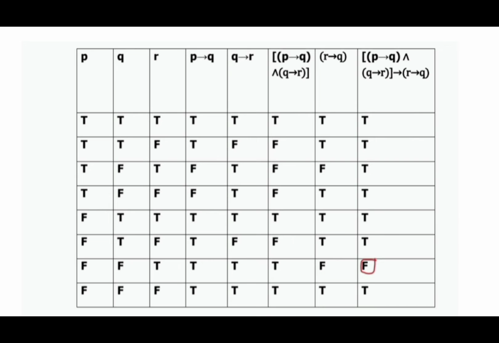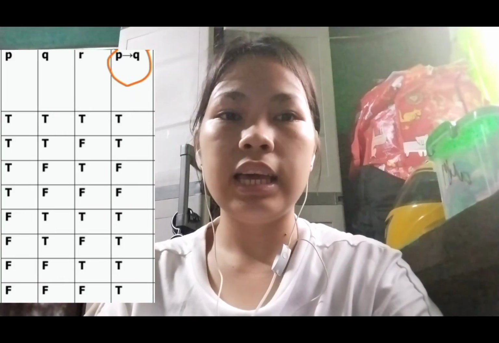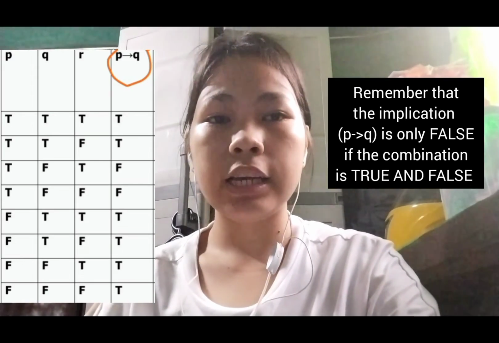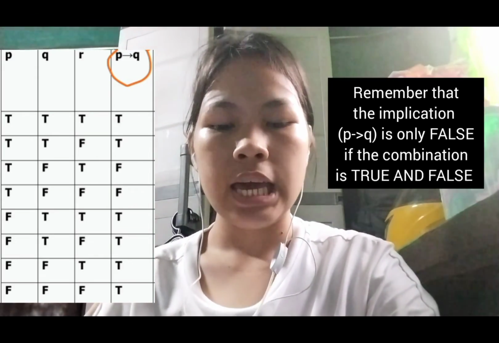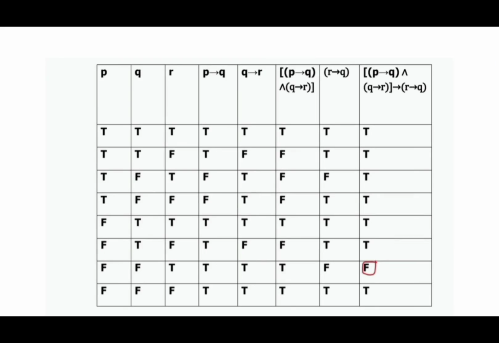To continue, we put in the next column the first group of the statement. Our first group is the implication P then Q, which you can call a conditional statement. Remember that the implication P then Q is only false if the combination is true and false. So we look at our P column and our Q column.